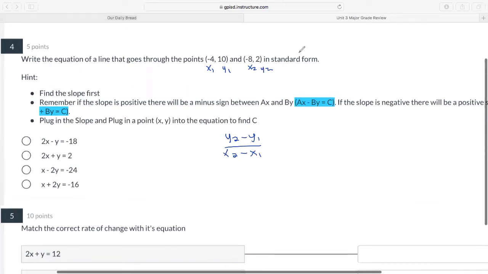What up, Robert? Hello. We're on question 4 right now. Everyone's finding the slope. Okay.